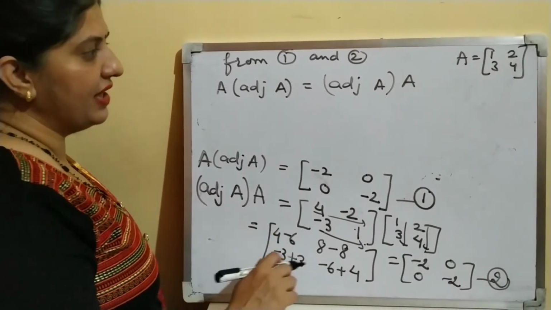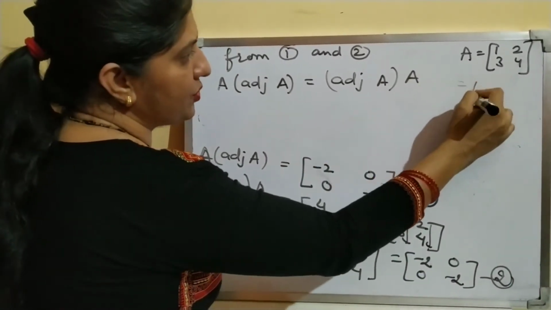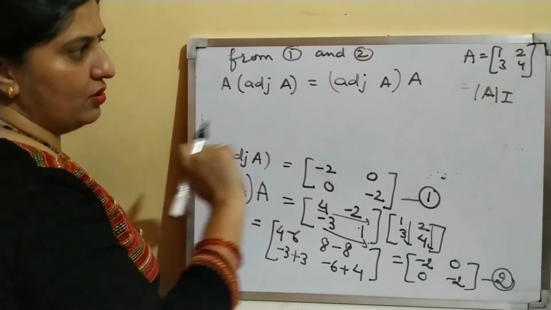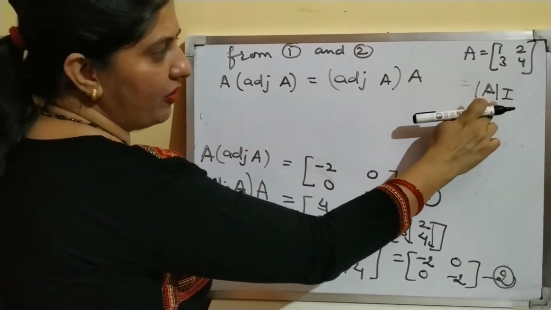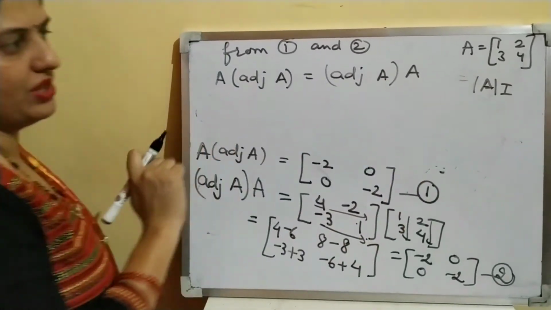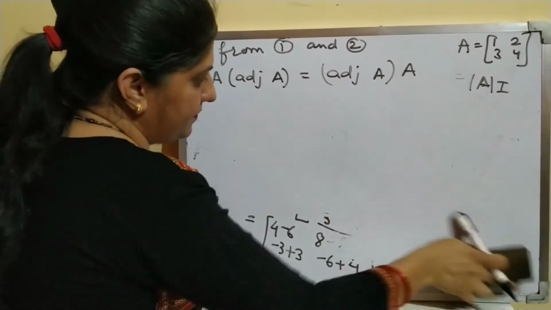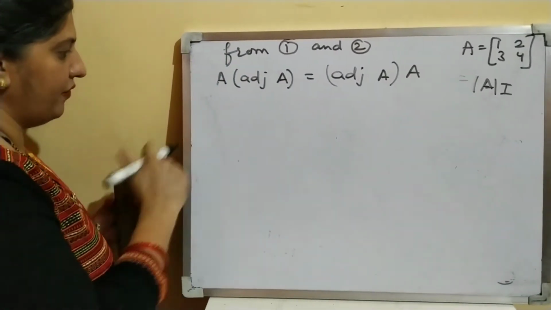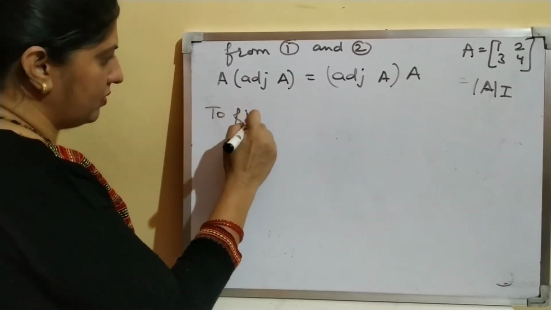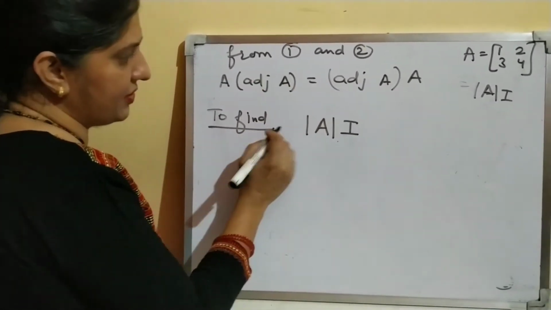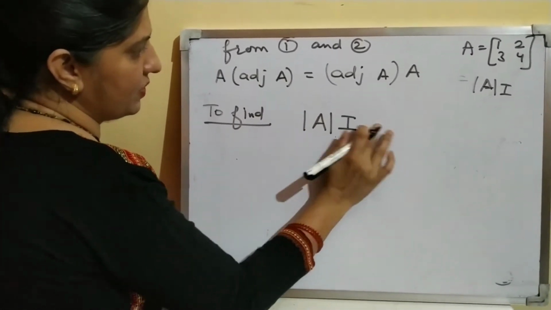Now we have to verify this term is equal to determinant of A into identity matrix. So we calculate determinant of A and multiply it with identity matrix. Now we have to find determinant of A into identity matrix. We have to calculate this way.